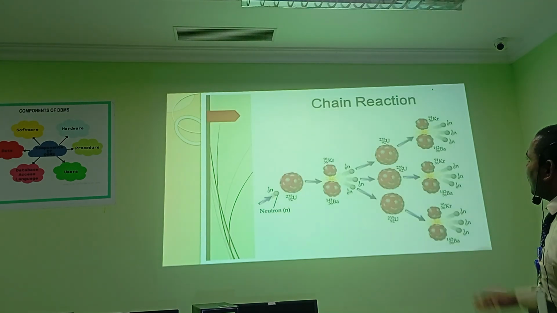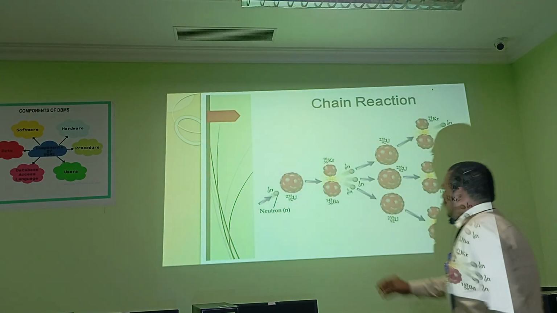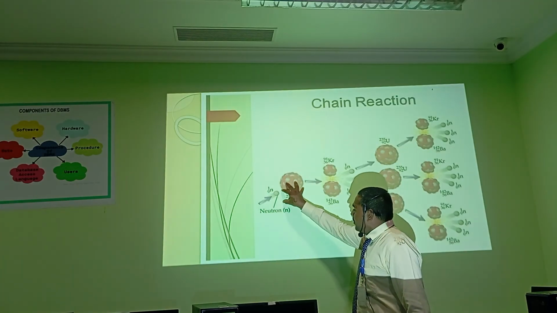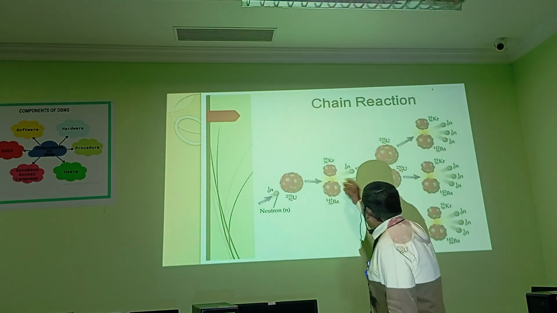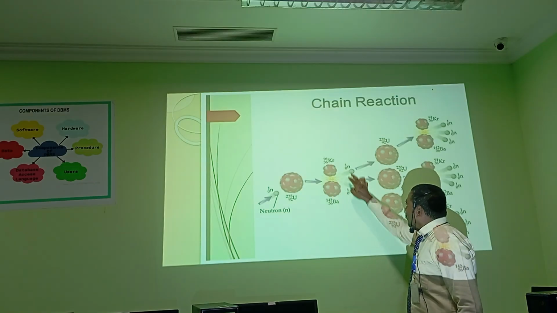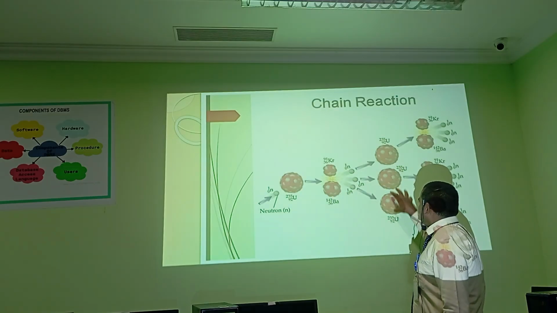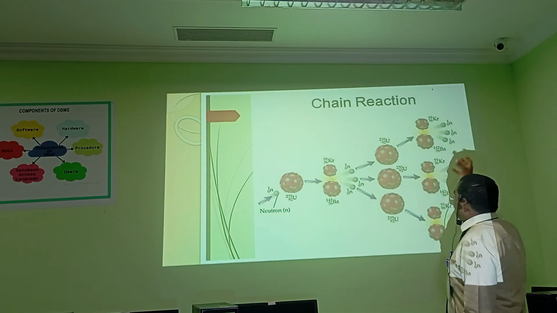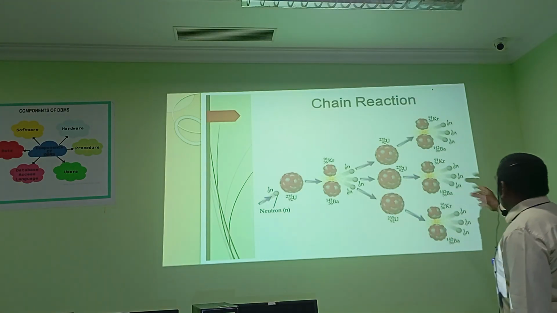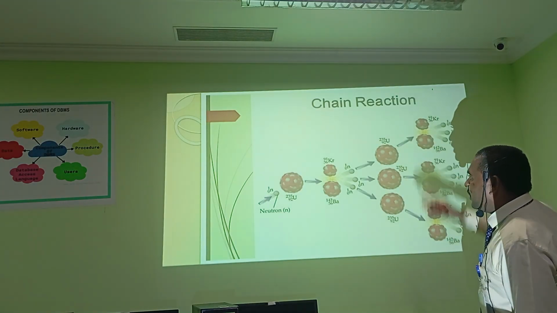The chain reaction works like this: the main compound is bombarded by a neutron and splits into 2 parts. Those parts are bombarded again by neutrons and split into 3 parts, and then split again into many more parts. That is the cyclic reaction of nuclear fission.